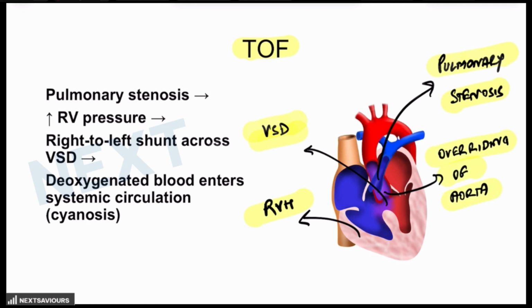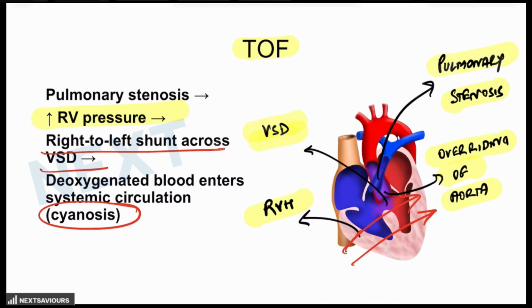Now, what happens as a pathophysiological mechanism? The primary problem in case of Fallot's tetralogy is RVOT obstruction. That means right ventricular outflow tract obstruction, that is pulmonary stenosis. So it causes an increase in the pressures of the right ventricle, which results in deoxygenated blood shunting from the right to the left side across the ventricular septal defect. So this right to left shunting results in cyanosis, as we already are aware of, because the deoxygenated blood enters the systemic circulation.